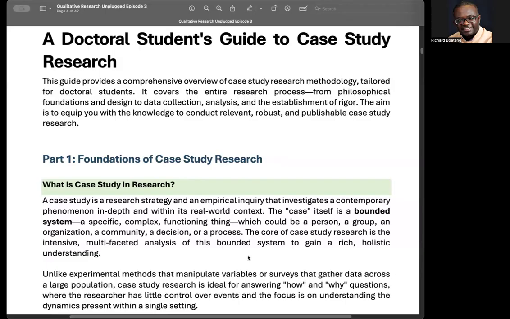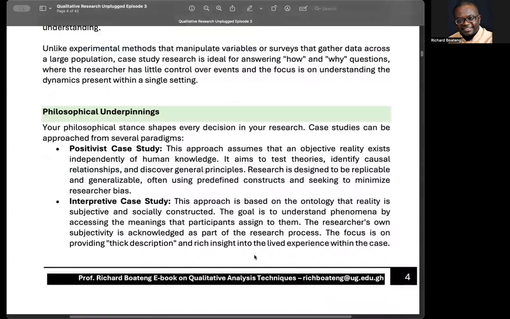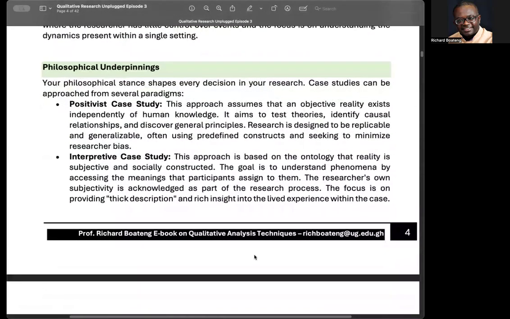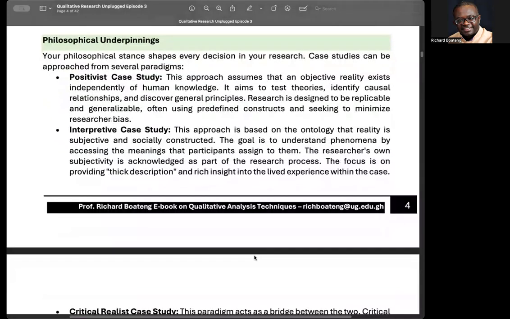Like, what is real? Exactly. Is reality out there objective, just waiting for us to discover it? Or is it something that we collectively build and interpret through our experiences and social interactions? Your answer to that fundamental question shapes every single decision you make in your research. It dictates what kinds of questions you even think are worth asking, how you go about collecting and analyzing your data, and ultimately what you consider to be valid or trustworthy findings. It's the foundation everything else is built on. So it's not just an academic exercise. It actually directs the research.